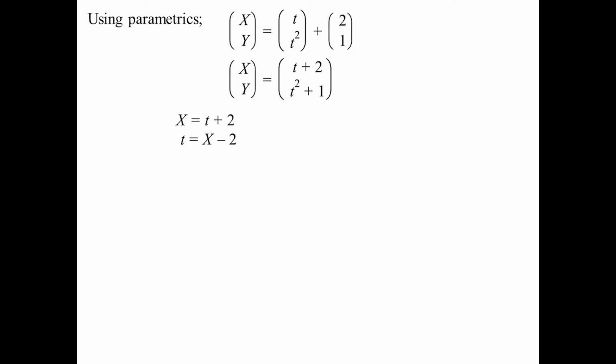Capital X is t plus 2, so little t is capital X minus 2. Sub it into t squared plus 1, and sure enough, we come up with the equation that we found before. Now, I'm not necessarily suggesting that's how we would do this question, but what I want to show you is we could approach it using vectors, using that idea.